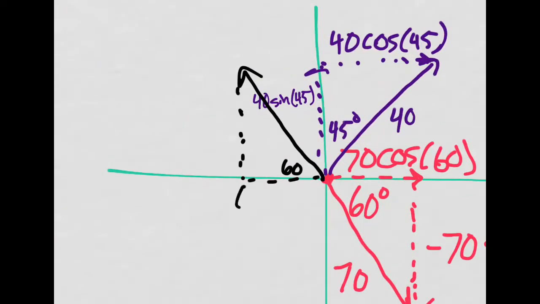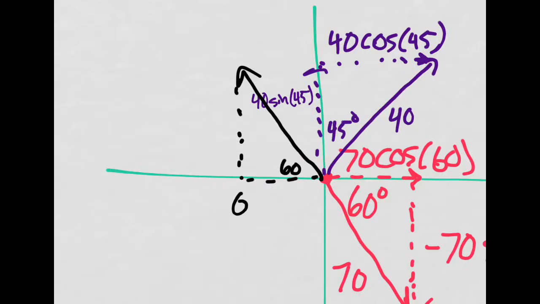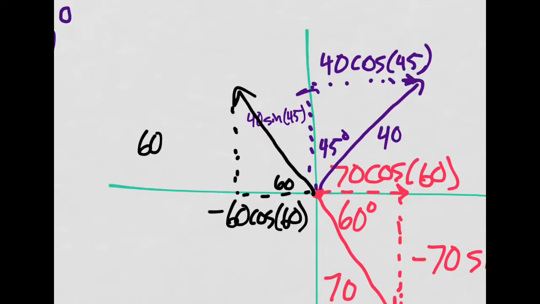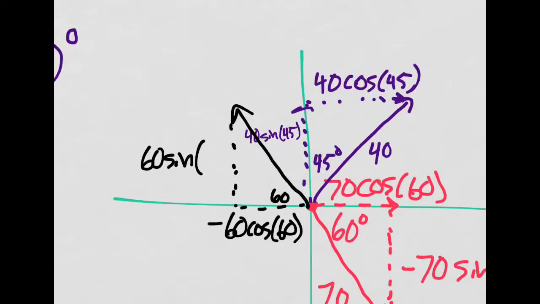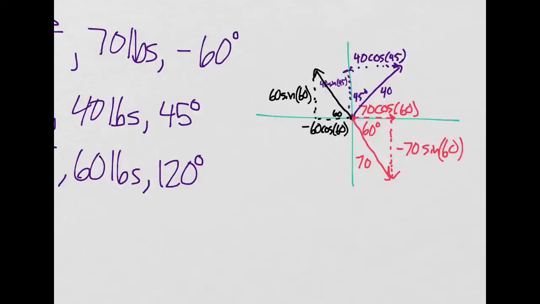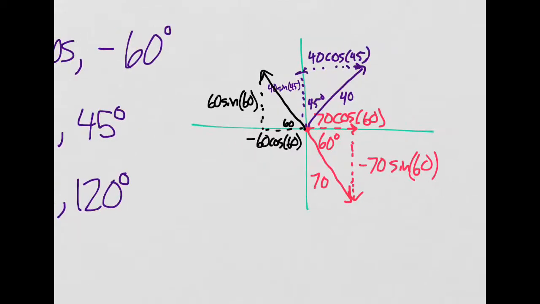So I'm going to get 60 times the cosine of 60 for the horizontal component, but I'm going to make it negative since we're going out to the left there where x values are negative. If you wanted to, you could have, again, used 120 instead of 60, and then you wouldn't need that negative there, but that's okay. And then I'm going to go 60 times the sine of 60 for that positive vertical component. So now I have all of my vectors there.